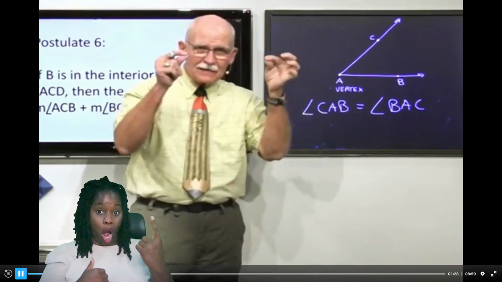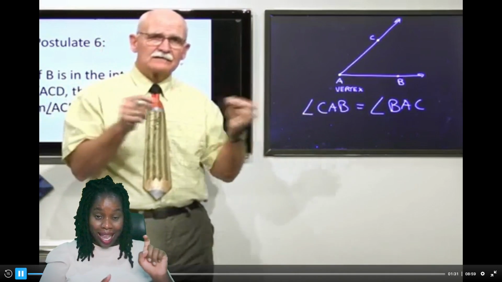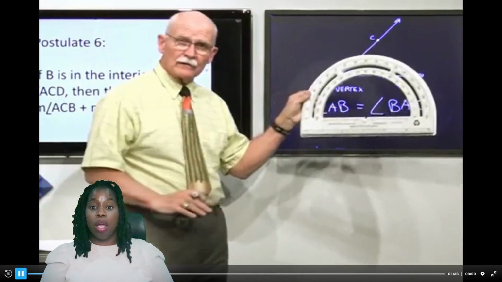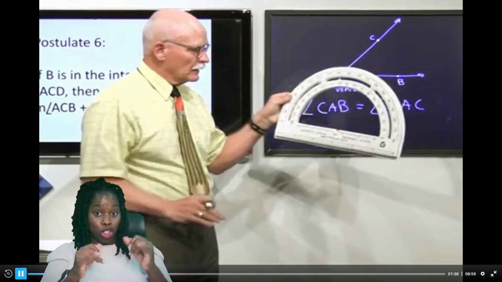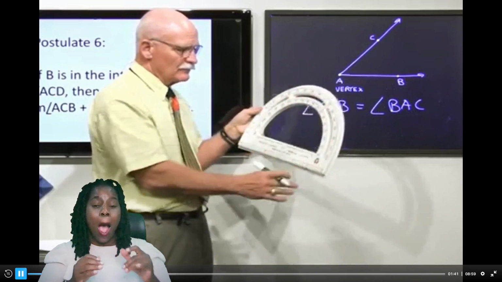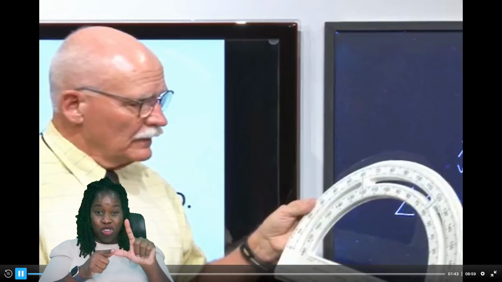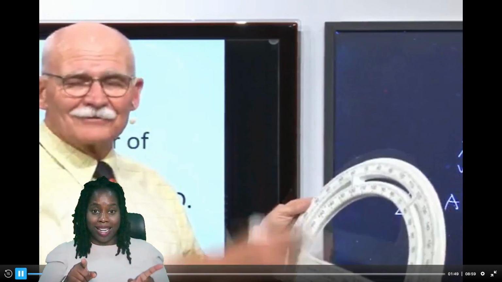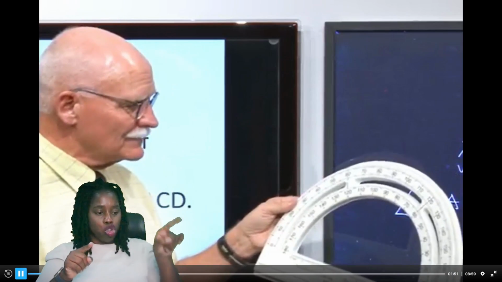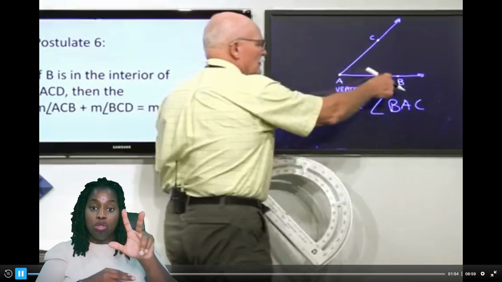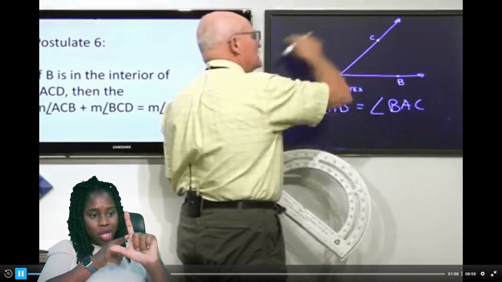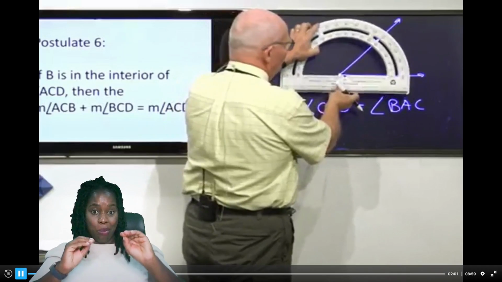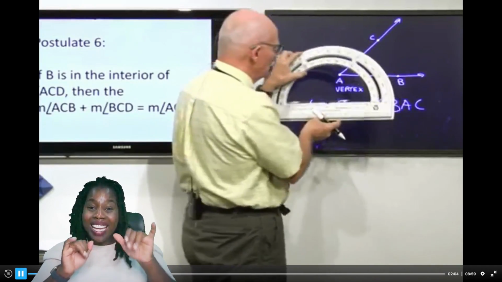Now, when you measure a segment, you measure it with a ruler or a number line. But when you measure an angle, you measure it with a protractor. And a protractor is divided into degrees. If you think of a circle, a circle has a total of 360 degrees. So the angle here is just a piece of that whole circle. If I lay my protractor down on top of this angle, I'll be able to measure how big it is.